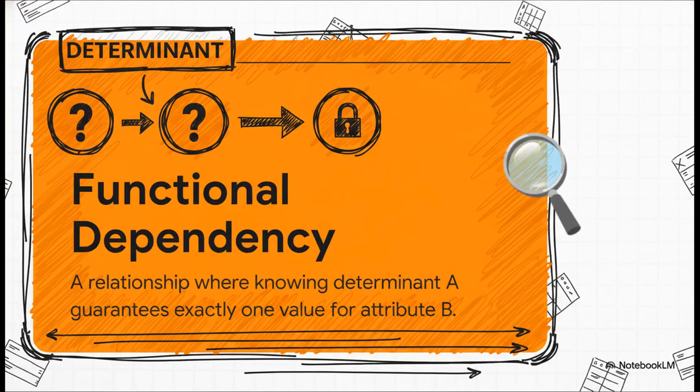The absolutely crucial point here is understanding functional dependency. It's really just the logic of, if I know X, I automatically know Y. X is what we call the determinant. If you give me the determinant, I can absolutely 100% guarantee the value of the other attribute. It's a strict one-to-one relationship from the left side to the right side.